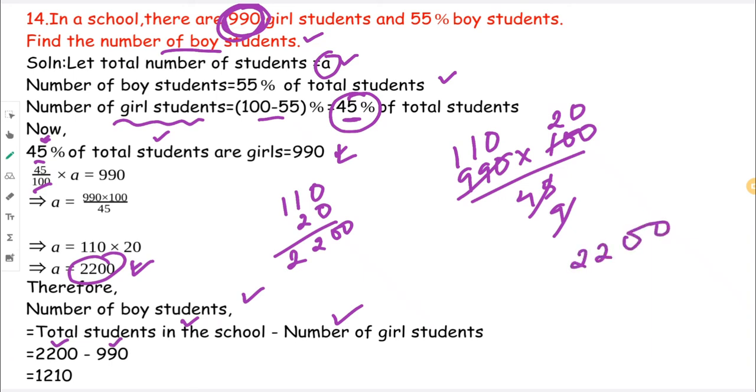2,200 minus 990, right? Subtracting 0 minus 0 is 0, and then the next, this is 2 less, we will borrow from it, this will become 1, this will be 10, right? 10 minus 9 is 1. Once again, this 1 is too small, we will borrow, this will become 1, this will be 11, and 11 minus 9 is 2, and then 1 is remaining. So that is how we get the number of boy students in the school: 1,210.